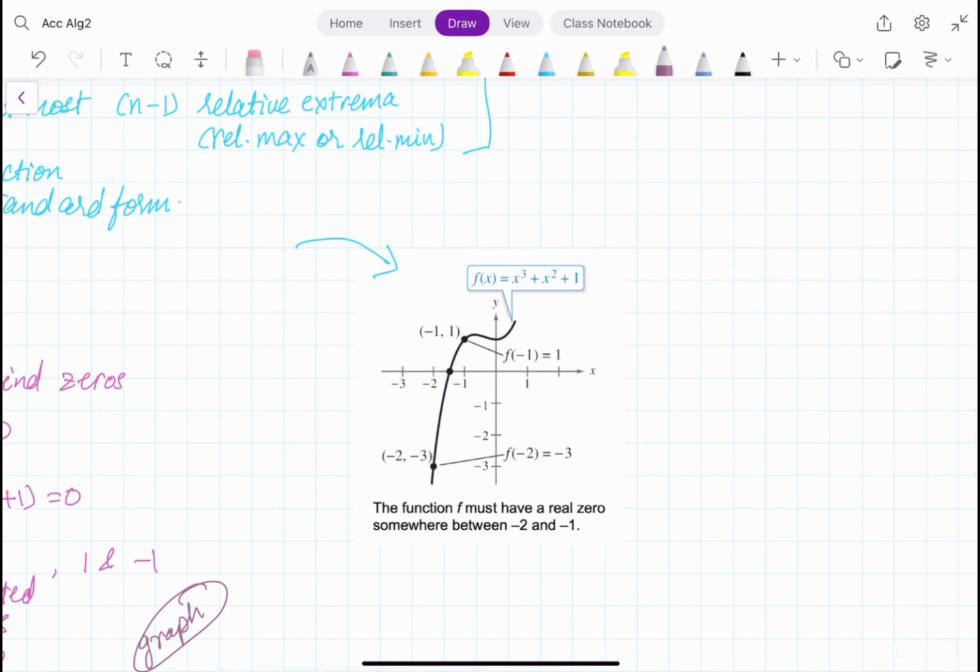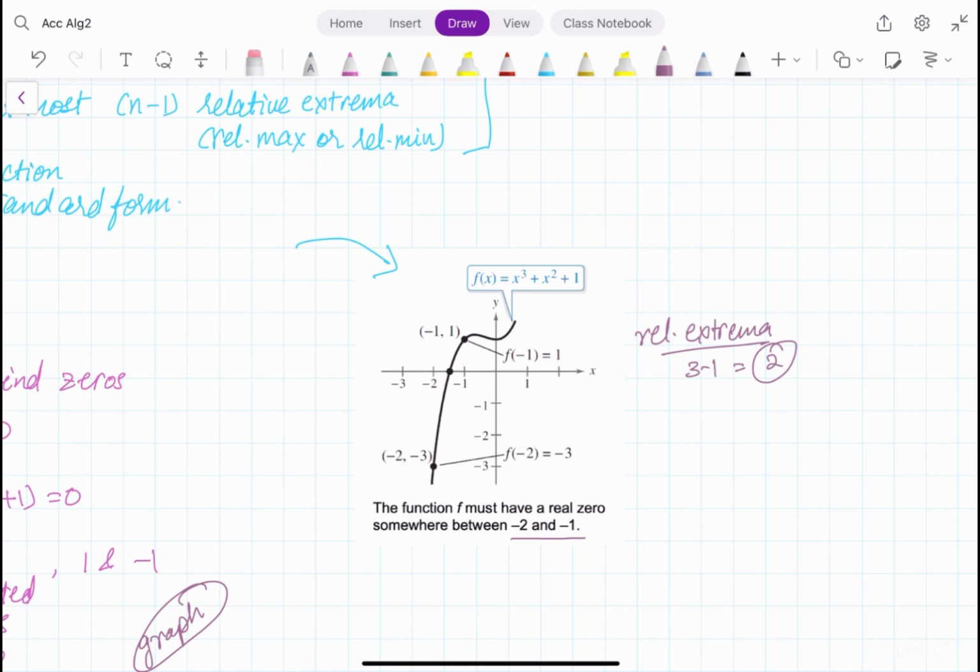Now in this particular problem, the function is f of x is equal to x cubed plus x squared plus 2. So the highest power is 3, right? So n is 3. When n is 3, can I estimate how many turning points there will be at most? It will be 3 minus 1, which is 2. So at most the relative extrema we are looking for is 2 turning points, right? And then you can also estimate the real zeros.